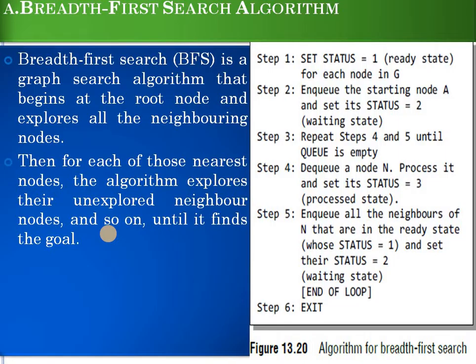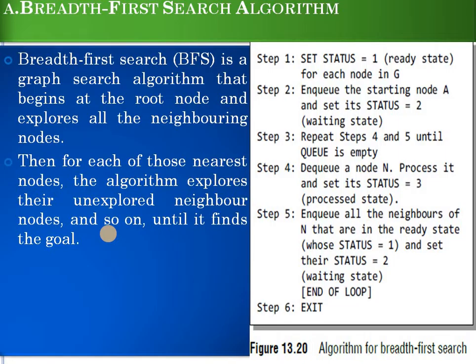Then step 3, repeat steps 4 and 5 until the queue is empty. Step 4 is dequeue a node N, process it and set its status to 3. 3 is for the processed state, 1 is for the ready state, and 2 is for the waiting state. Then step 5, enqueue all the neighbors of N that are in the ready state, whose status is 1, and set their status to 2, that is the waiting state, and continue. Here the loop ends.